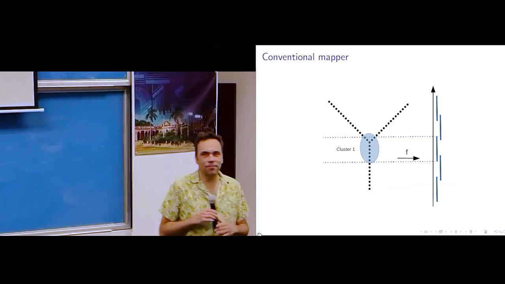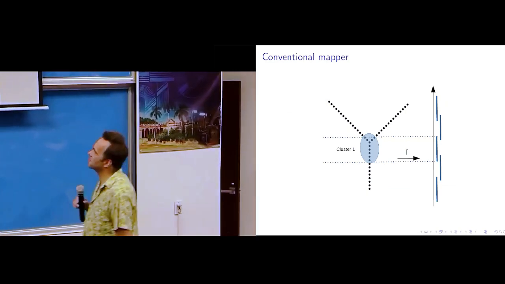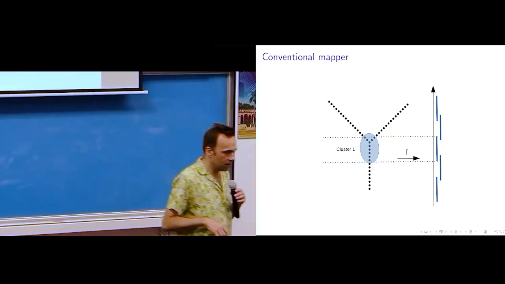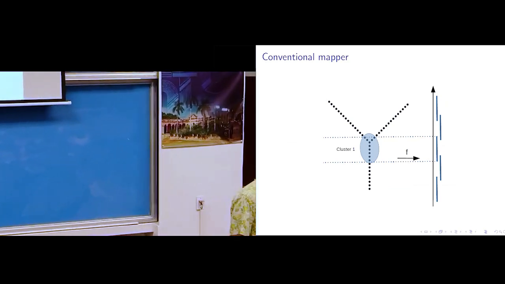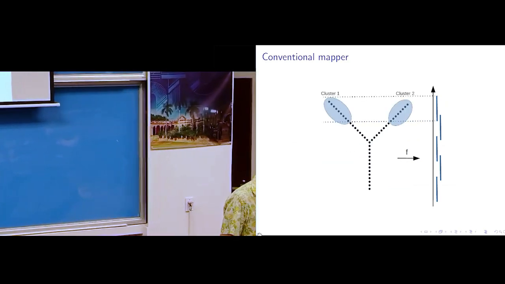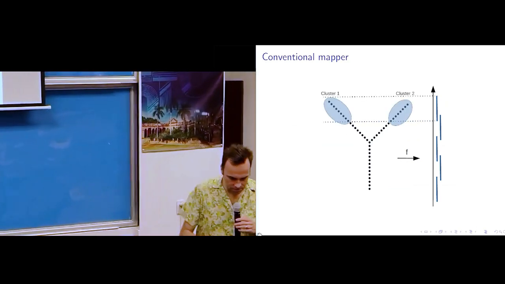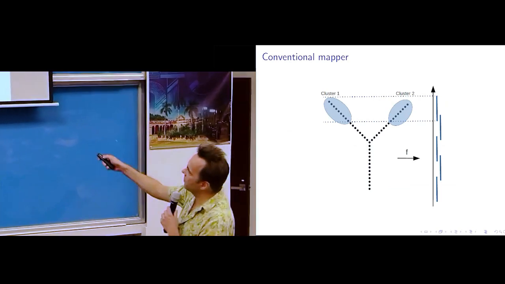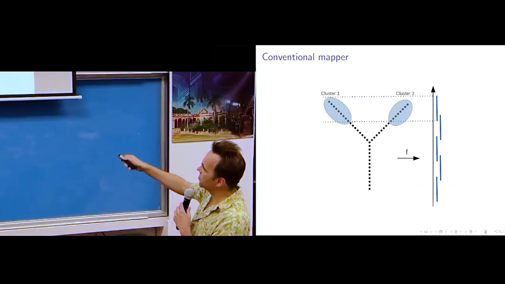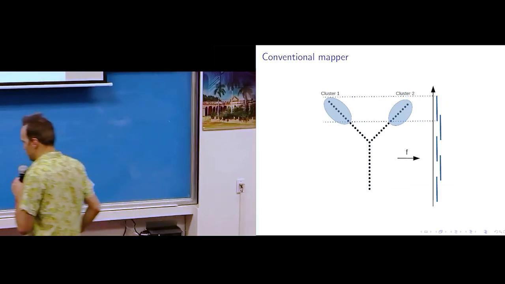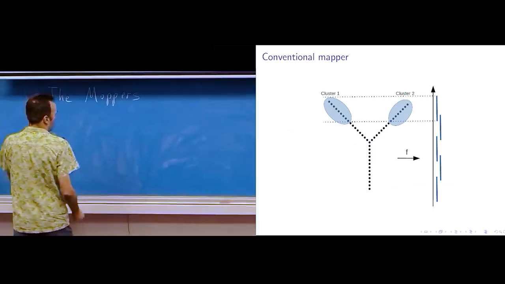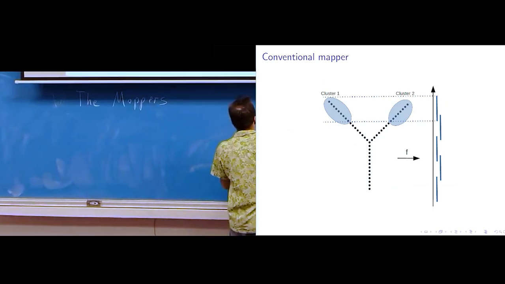So let's start where we finished yesterday. We've been discussing this idea of Mapper, and let's briefly go through it. The idea is as follows: we have a collection of points, which are sampled from something, and we may call this collection of points M.